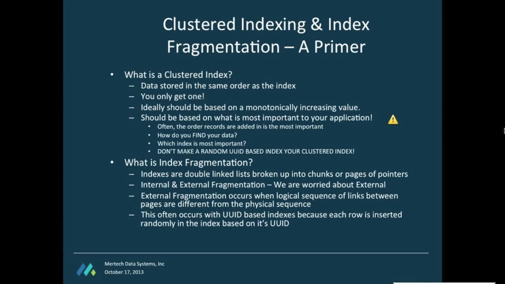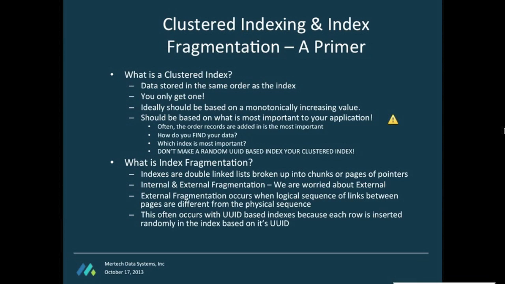So first off, what is a clustered index? Well, this is basically just the index where the order that your data is stored in is the same as the order that it is indexed in for this one index. That, of course, means you only get one of these, so you have to choose wisely. The advice you'll find out there is kind of oddly worded, but they tell you that it ideally should be based on a monotonically increasing value. Basically, that means it should be based on a value that is incremented by the same amount each time.